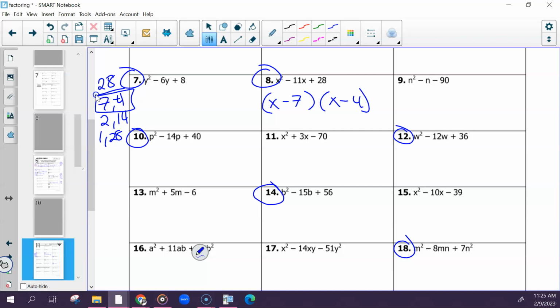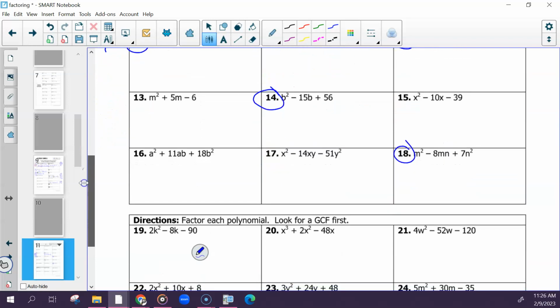So if you are using the rules that we talked about, plus plus in the expression will give us a plus plus in our factors. Plus minus, one of your factors will be negative, the smaller of the two. Minus plus, they will both be negative. So you can probably guess as to what the last type will be, but we'll get there in a second.